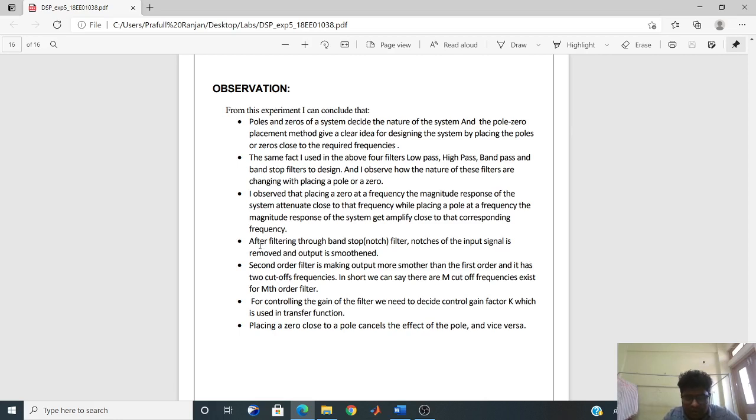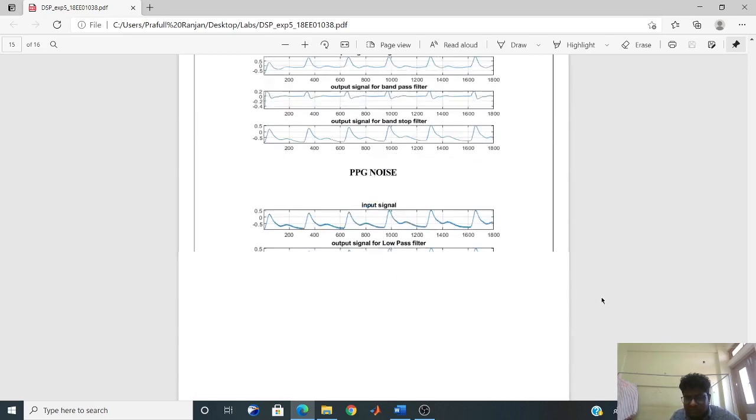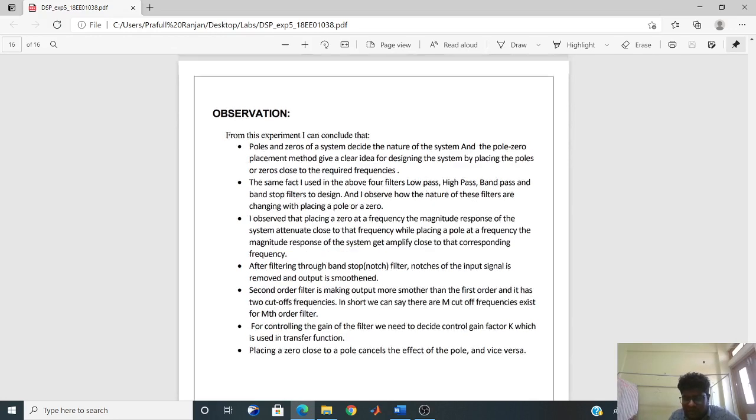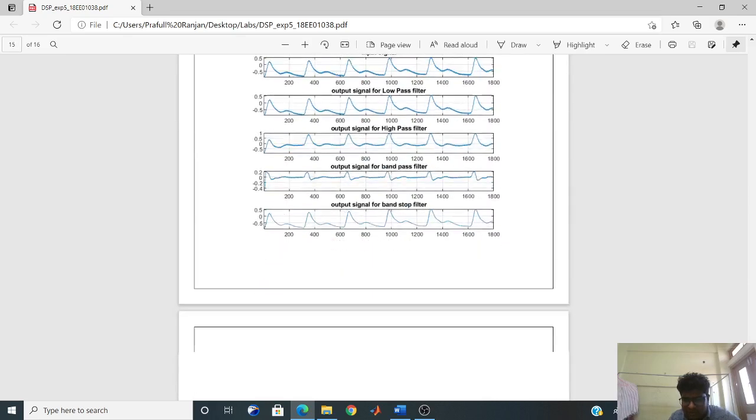filter design. After filtering through the band stop filter, notches of the input signal are removed and the output is smoothened. We have seen here that it is more smooth. We can see here in this one. Now, a second order filter makes the output smoother than the first order, and it has two cutoff frequencies. In short, we can say that there will be two cutoff frequencies for two zeros and two poles for the second order filter.